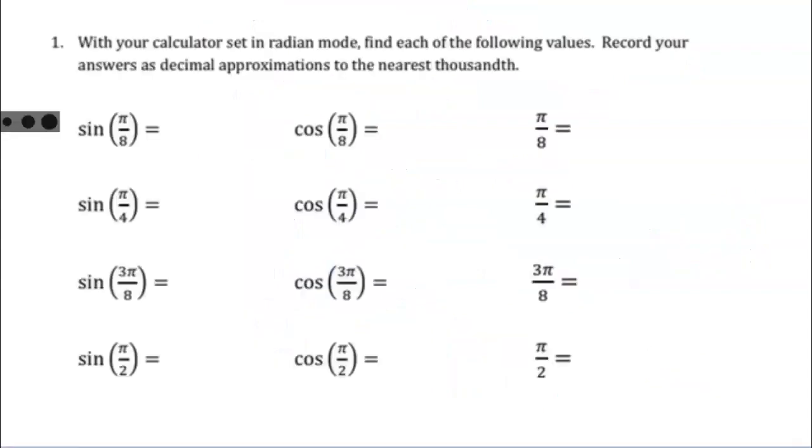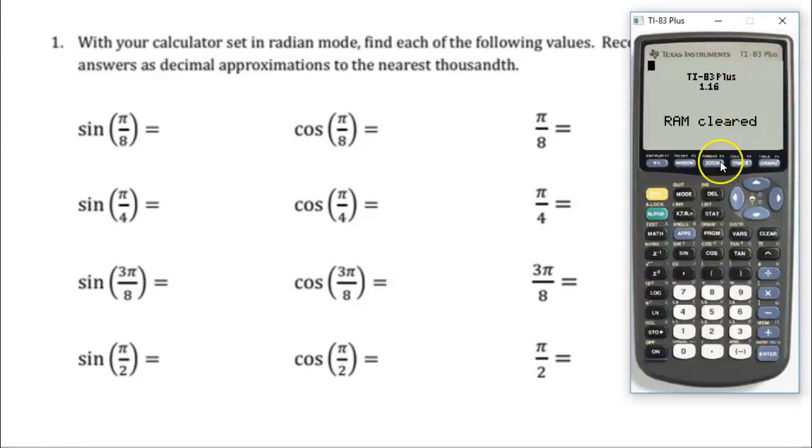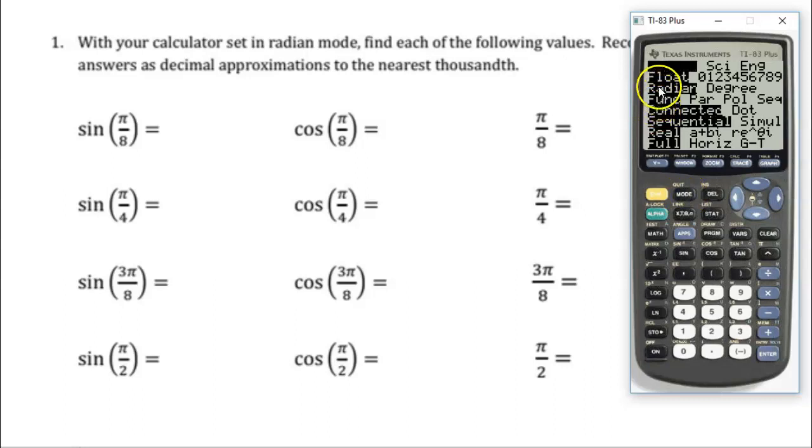With your calculator set in radian mode, find each of the following values. Record your answer as decimal approximations to the nearest thousandth. If you have never actually set your calculator to radian mode, go to the mode button, and you'll notice that in the third row, radian and degree are both options. Up to this point in your career in math, you've used mostly degree, and your teacher probably made a very big deal about making sure that your calculator was set in degree mode and not radian mode. But now we're actually going to get to use radian mode.